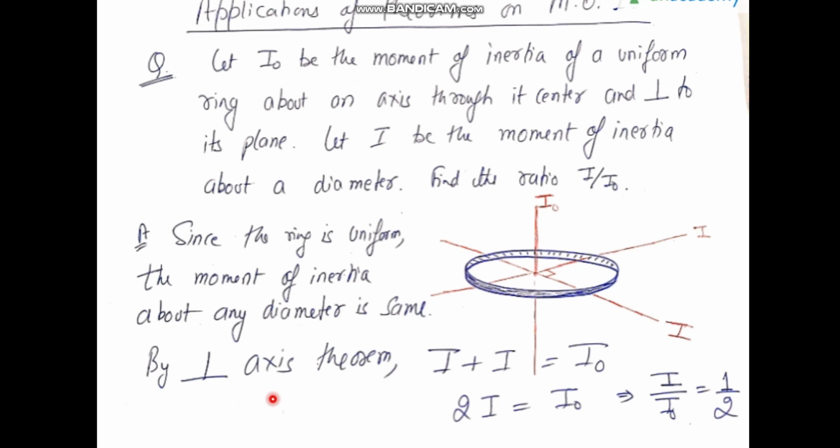Now by the perpendicular axis theorem, I can write Ix plus Iy is equal to Iz. So I plus I is equal to I naught. So I get 2I is equal to I naught. From this I will get I by I naught is equal to 1 by 2. So that is a simple example to use the perpendicular axis theorem.